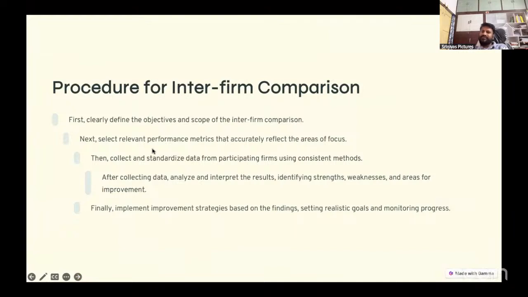Procedure for interform comparison. First, clearly define the objectives and scope of the interform comparison. Next, select the relevant performance metrics that accurately reflect the areas of focus. Then collect standardized data from the participating firms using consistent methods. After collecting data, analyze and interpret the results, identifying strengths, weaknesses, and areas of improvement. Finally, implement strategies based on the findings, setting realistic goals and monitoring progress.